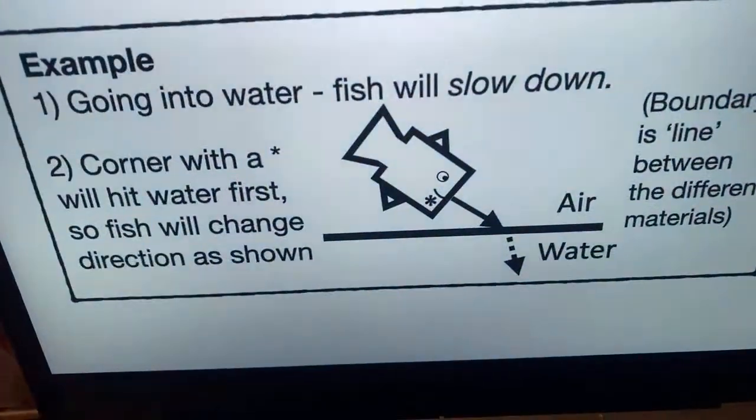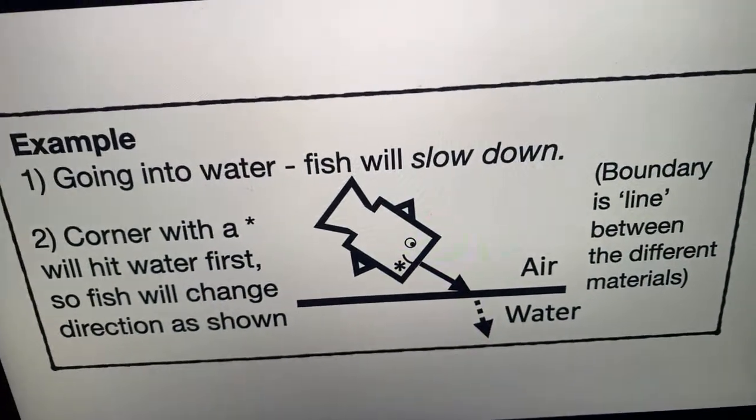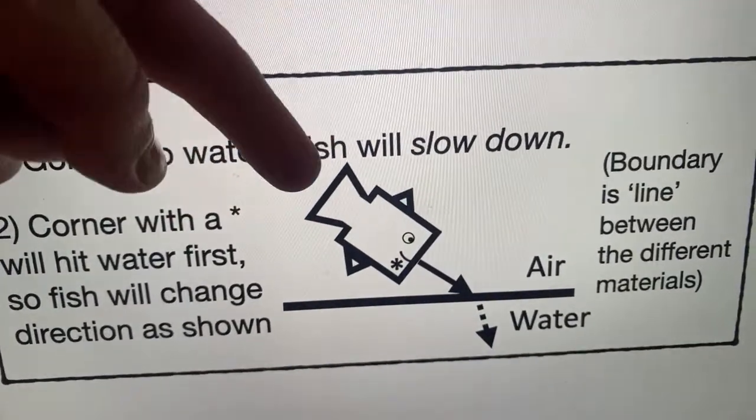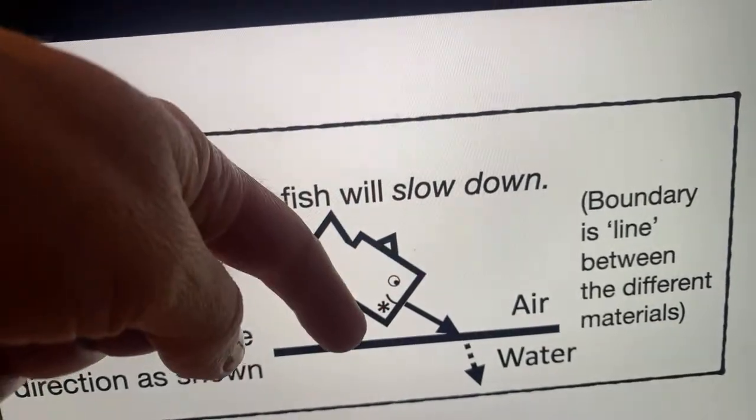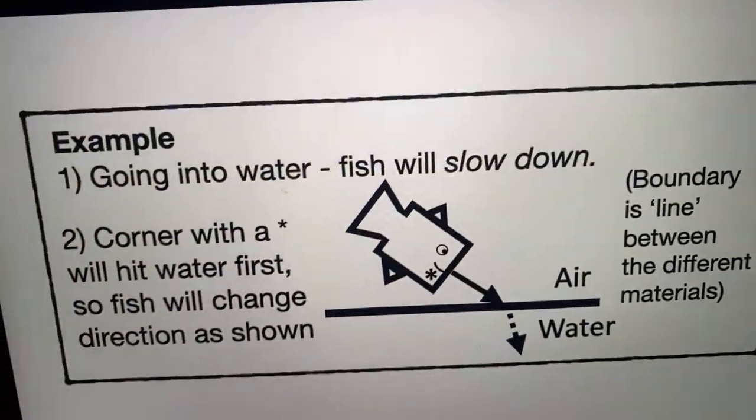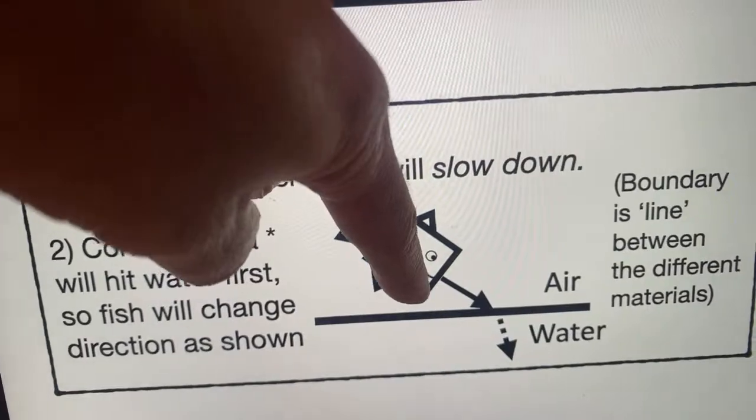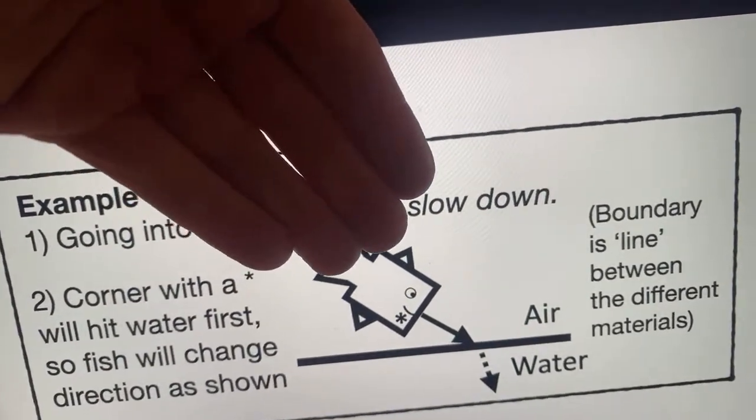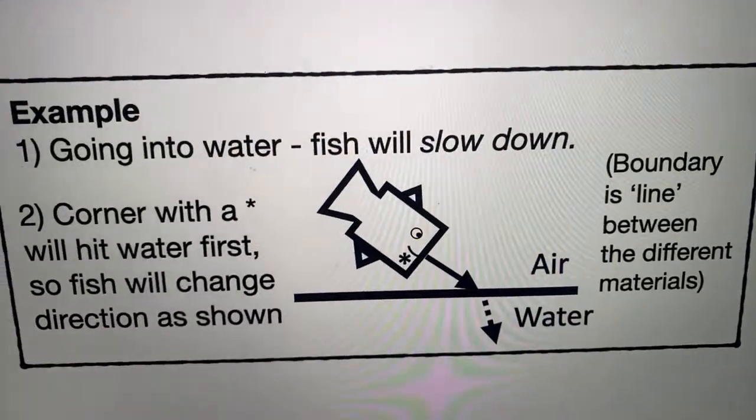Another example for you is a square fish, an unusually square fish hitting some water. So let's say that the fish is traveling through the air. It's got this very flat face. It's getting to some water at an angle. The little corner that I've marked here with a star, the bottom left corner, is going to hit the water first. So the fish is going to slow down and change direction, as shown.